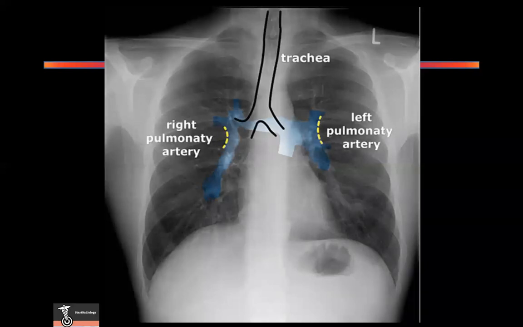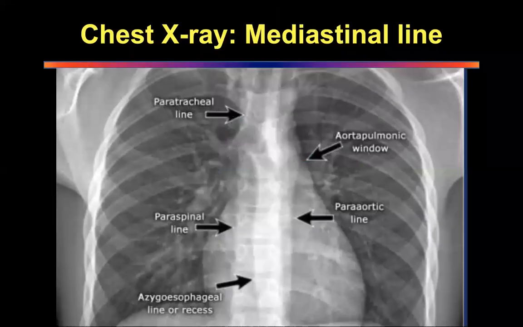Okay? The right pulmonary artery lies next to the right main bronchus. It doesn't arch over it. Hence, it is at a lower level than the left pulmonary artery. Everybody happy with this? Yes, sir. Okay. It looks at the same level though, sir. No, it is at a lower level. I promise you this.